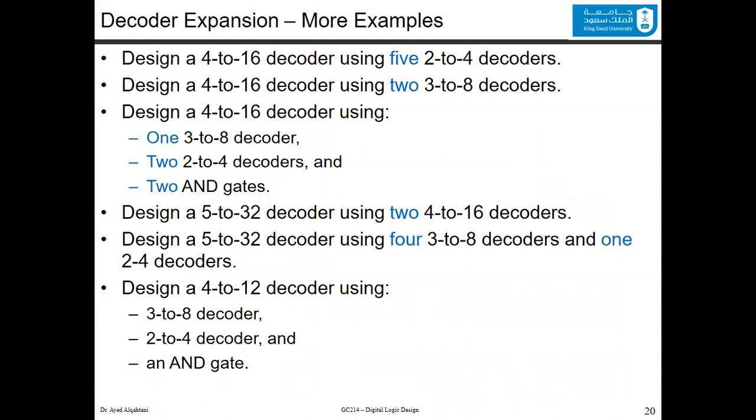Here are more examples. You could build a 4 to 16 decoder using 5 2 to 4 decoders. You can also design the same thing using 2 3 to 8 decoders. It's the same in all of the 3 versions, using 1 3 to 8 decoder, 2 2 to 4 decoders, and 2 AND gates.